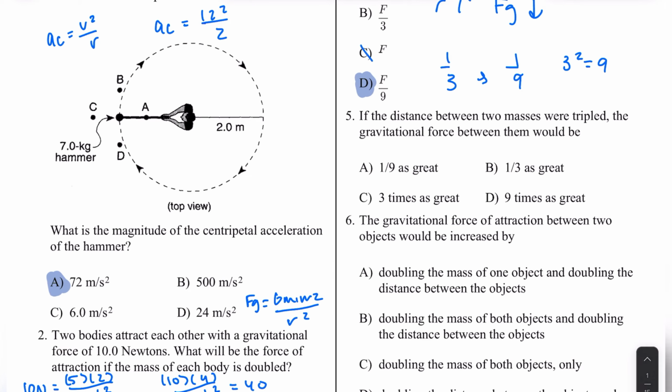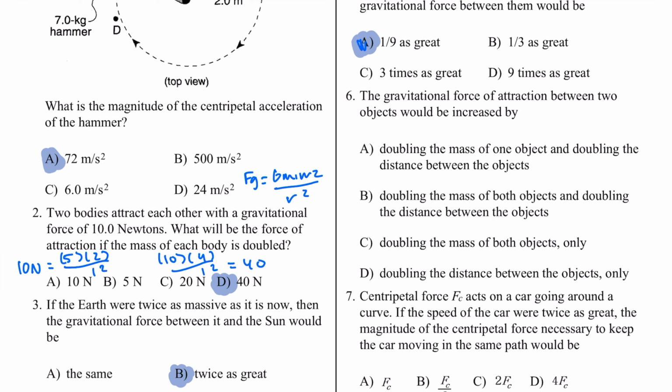Number 5. If the distance between two masses were tripled, the gravitational force between them would be A, 1/9 as great. So this is the same exact thing as we just did. Number 6. The gravitational force of attraction between two objects would be increased by what? So we need to increase our gravitational force. So we should know off the bat that we cannot have any type of increase in distance because distance is inversely proportional to gravitational force. So immediately, A, B, and D are all wrong because they all say to double distance. And if you double the distance, the gravitational force is going to decrease, not increase. So our answer is C.